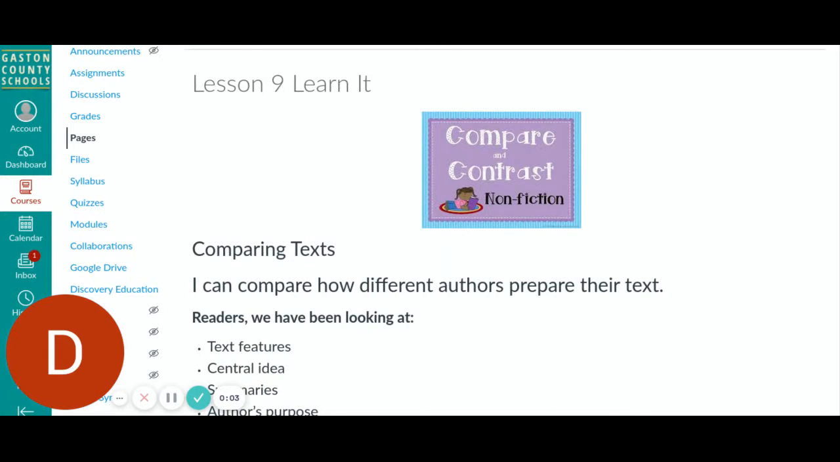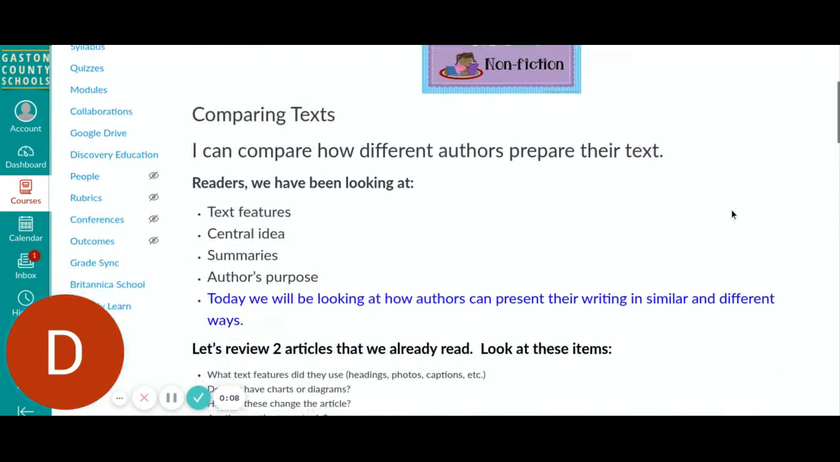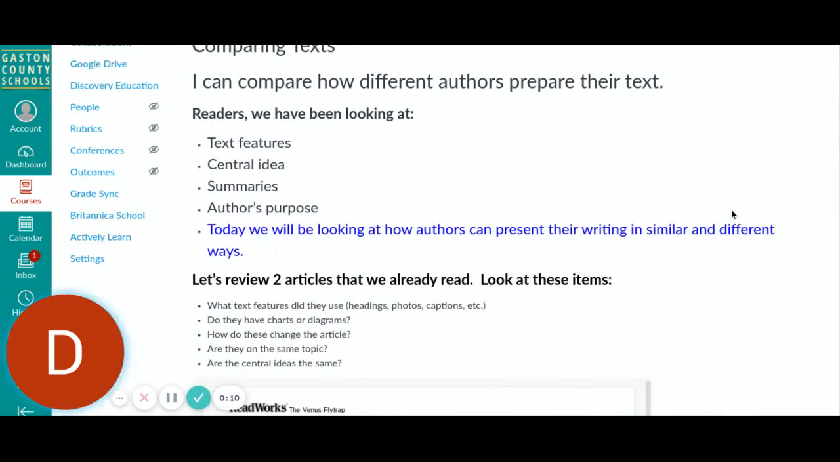So today we'll be comparing text. Our I can statement is: I compare how different authors prepare their text. So far, readers, we've been looking at text features, central idea, summaries, and author's purpose. Today we're going to be looking at how authors can present their writing in similar and different ways.